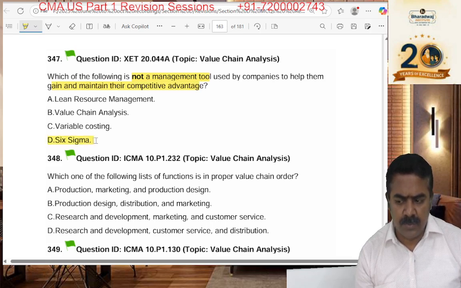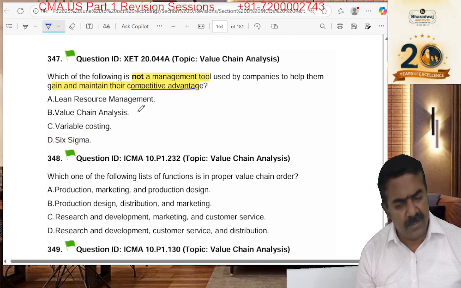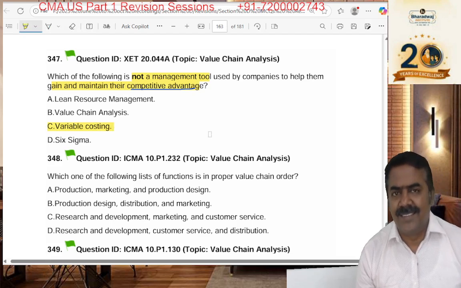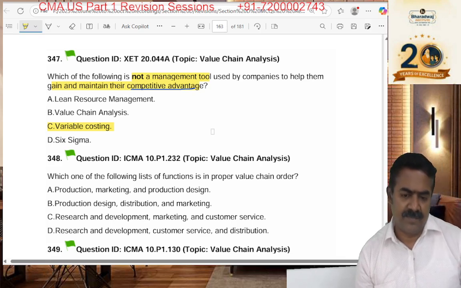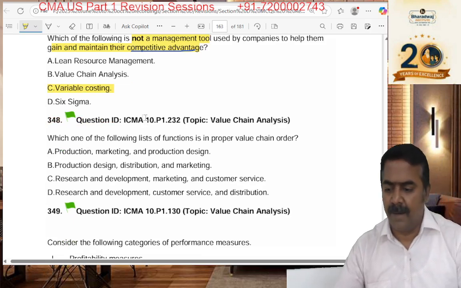Six Sigma has to do with which one? The quality. That is to do with quality. Quality will definitely give you a competitive advantage. Lean management, value chain analysis, definitely it will give you competitive advantage. I hope variable costing is to do with whether the inventory should include variable cost or not, fixed cost or not. So there is nothing to do with quality, value chain, etc.